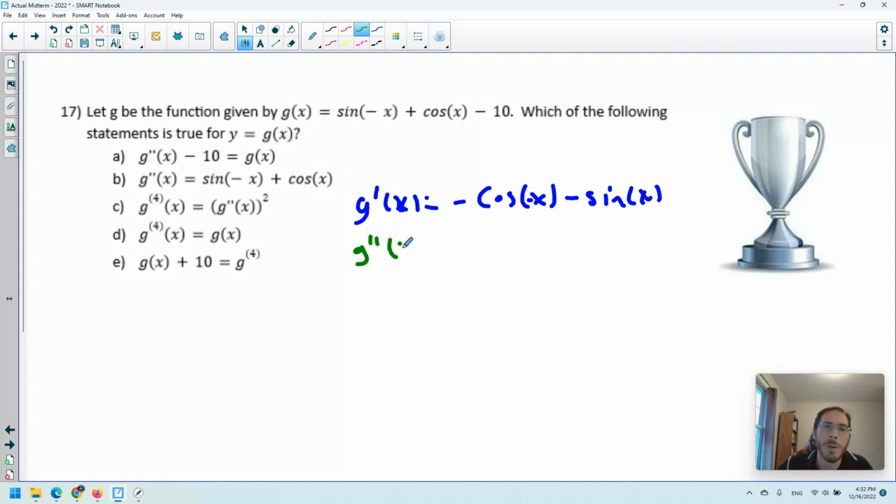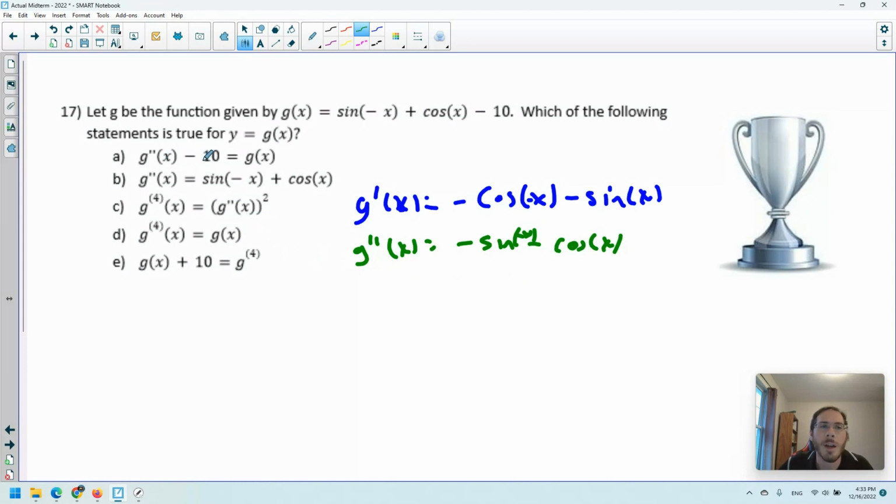Then I got to do g double prime of x. So derivative of negative cosine of negative x. Derivative of negative cosine is just regular sine, but negative thanks to our chain rule. Wait, no, derivative, yeah, because we got a negative and another negative, so we got to get to, oops, nope, that was right. And then we have the derivative of sine is cosine of x.